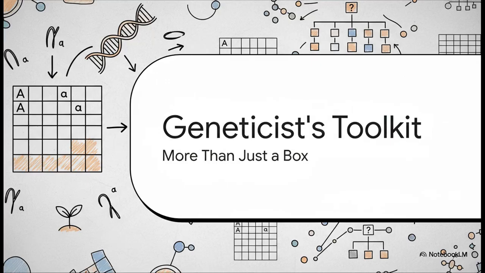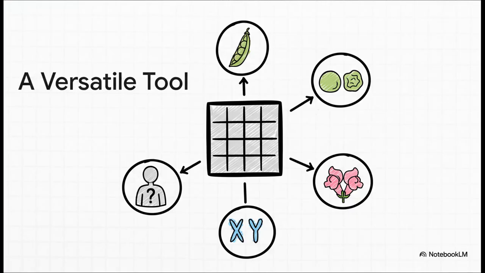So as we've seen, this simple little square is an incredibly powerful and flexible tool. It's really a cornerstone of any geneticist's toolkit, allowing them to predict all kinds of complex inheritance patterns. So let's do a quick recap. We've used the Punnett square to track single traits, 2 traits at once, those cool blended traits from incomplete dominance, and even traits that are linked to our sex chromosomes.